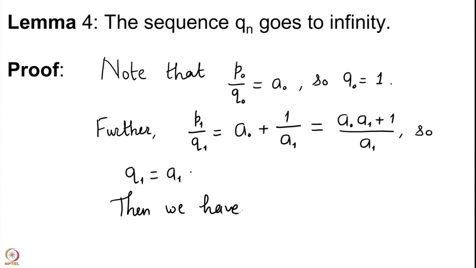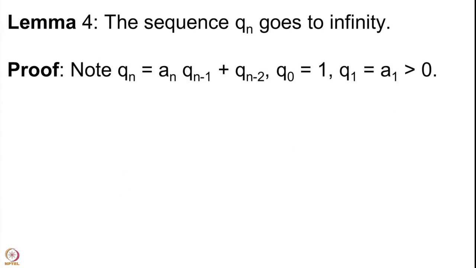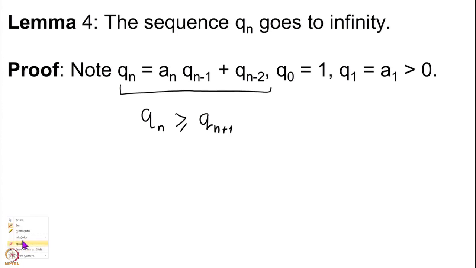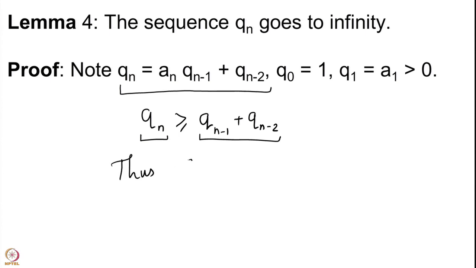So this is the recursion formula. Qn is An Qn minus 1 plus Qn minus 2. Since An are bigger than or equal to 1, we have that Qn is going to be bigger than or equal to Qn minus 1 plus Qn minus 2, and therefore all these are positive quantities, and the nth one is at least the sum of the previous ones. Thus Qn goes to infinity as n goes to infinity.